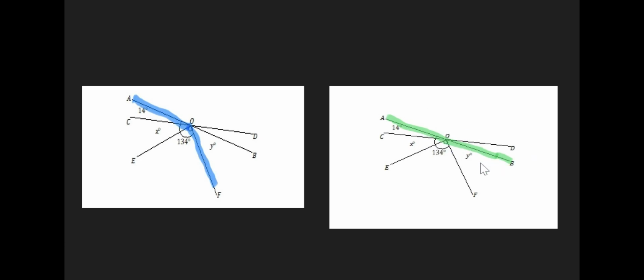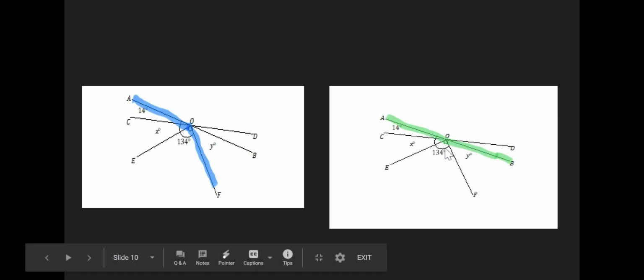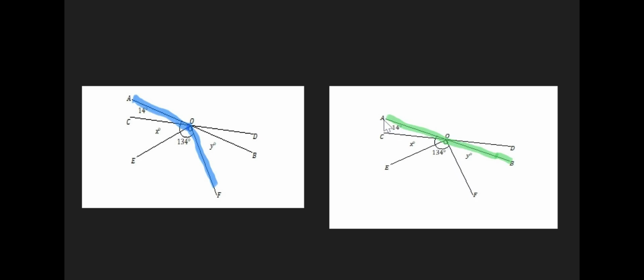Now, in order to find y, we know that AOF is 134. And we also know that line AB is a straight line, which makes that 180. So we would add up y plus 134 to equal 180, because those are the two angles that are on this line segment. Now let me show it to you so you can see it.